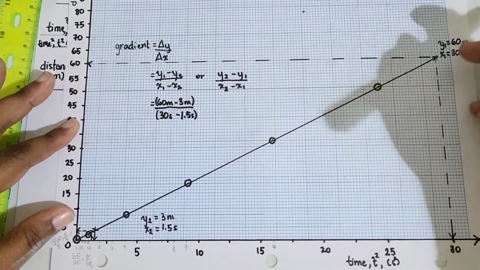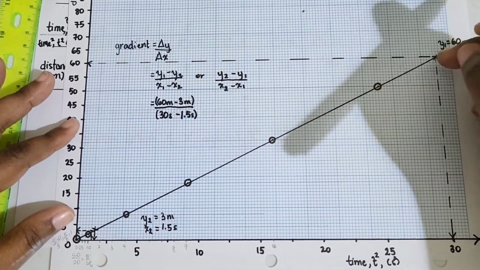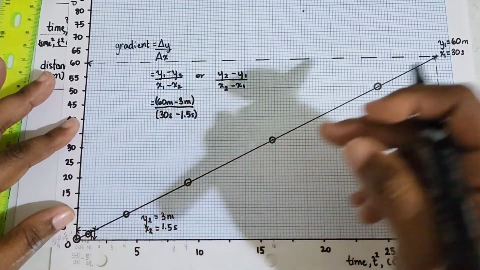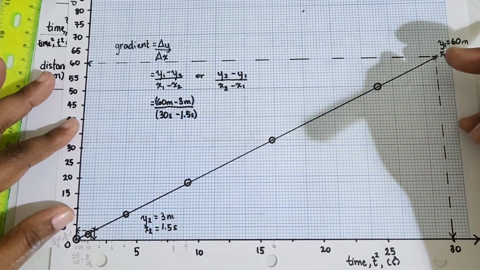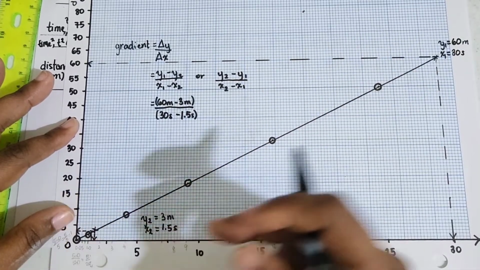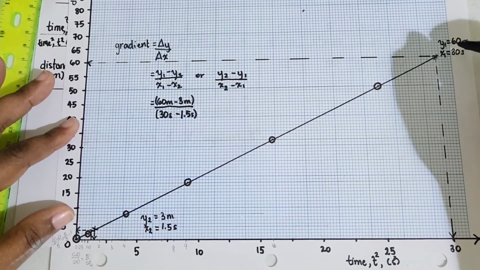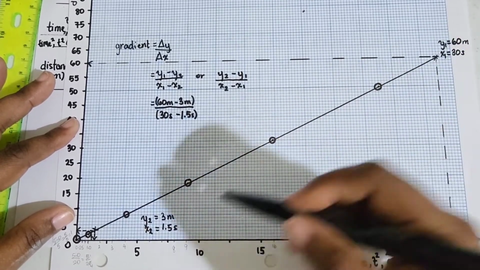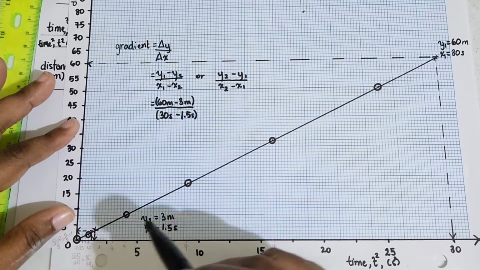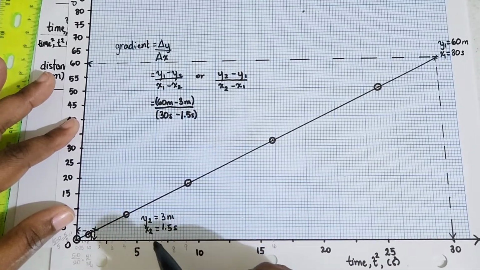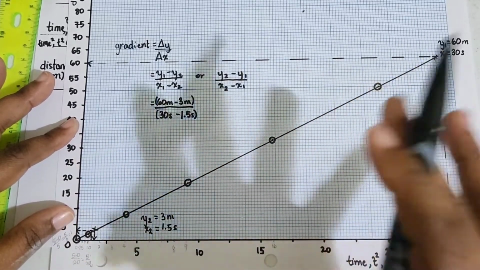Now note well, this could have been your point 2, and this could have been your point 1. This doesn't have to be your first point. This could be your second point, and this could be your first point, so long as if you label this point 2, this should be y2 and this should be x2. And if you label this as point 1, this should be y1 and this should be x1. But let's keep it simple, right?